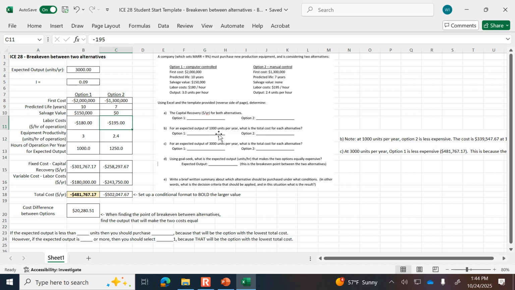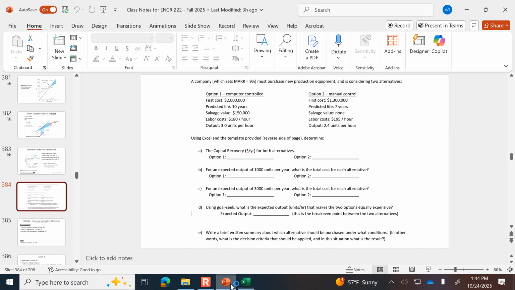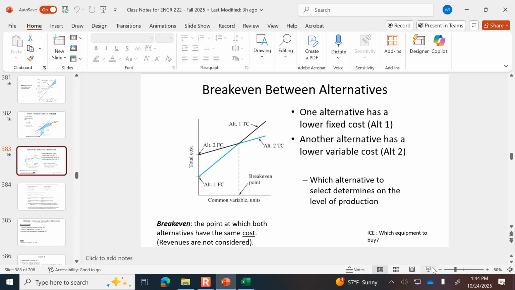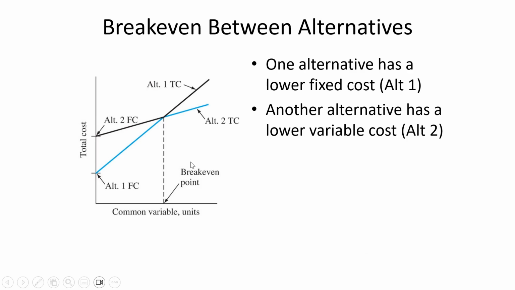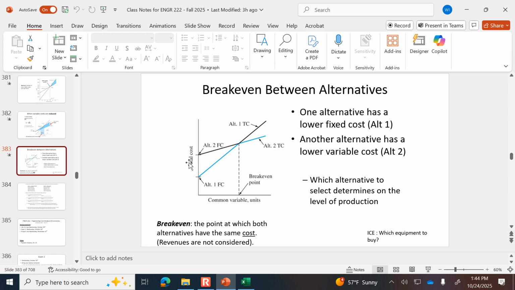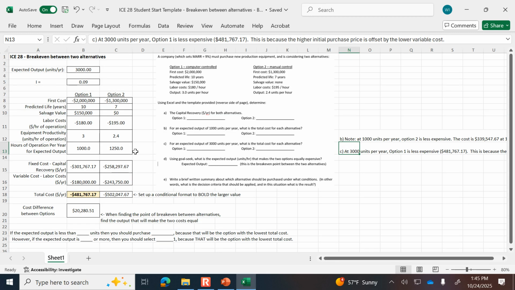All right. So that's C. Now what about D? Using goal-seek, what is the expected output that makes the two options equally expensive? So what that's saying is, what is this point? What is the QBE? Q is volume, like the level of production. What's the BE, the break-even point, where it's a toss-up. We know it's somewhere between 1,000 and 3,000 because at 1,000 it was option 2. At 3,000 it's option 1.